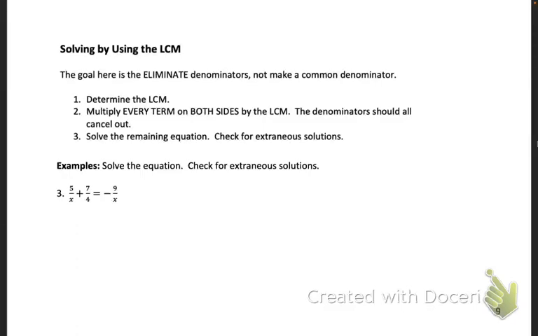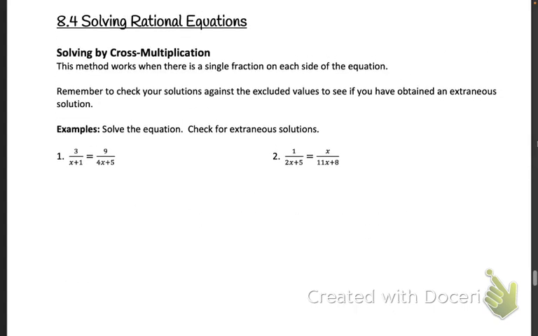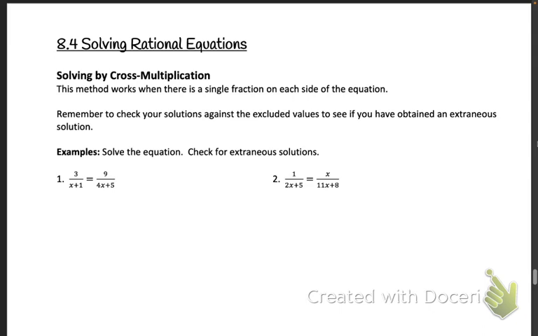This video is going to review solving rational equations using the LCM. So yesterday we talked about using cross multiplication to solve. Cross multiplication, remember, can only be used when you have one fraction on each side. As soon as you have more than one, we can't use it anymore. So just to refresh, I have one fraction on the left, one fraction on the right.